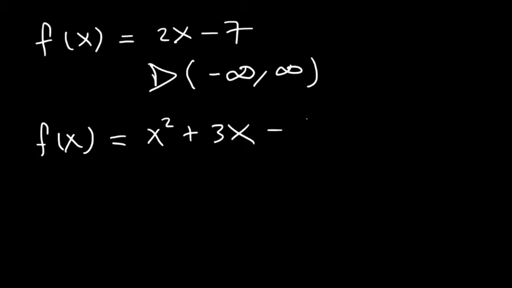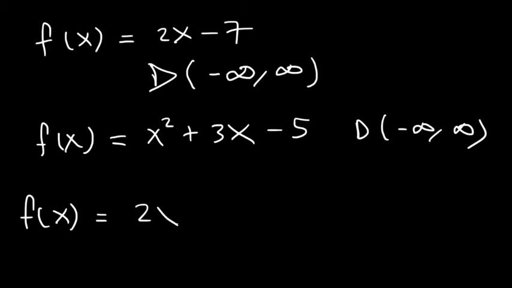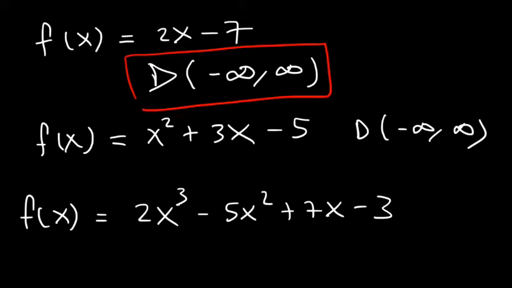Now let us take f(x) equals x square plus 3x minus 5. Now here also you can see the domain is same, because for all values of x, f(x) is defined. Now let me take another example, 2x cube minus 5x square plus 7x minus 3. Here also we can see for all values of x, f(x) is clearly defined. Hence the domain will be from negative infinity to positive infinity, that is the set of all real numbers.